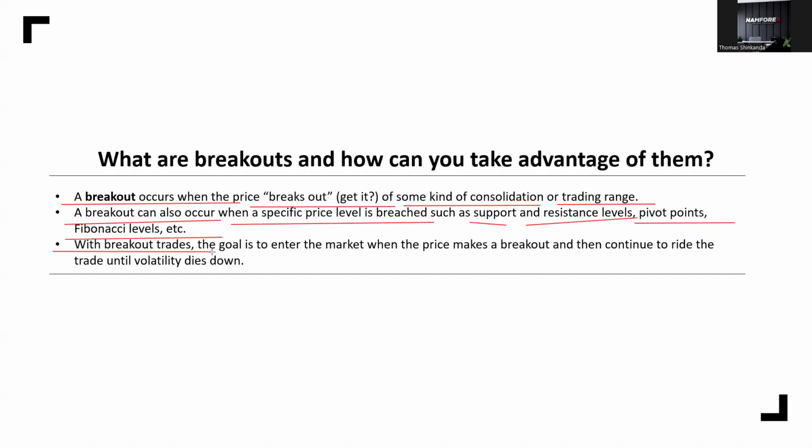With breakout trades, the goal is to enter the market when the price makes a breakout and then continue to ride the trade until volatility dies down. You want to jump on the trade immediately when the breakout occurs, then you ride it until it loses energy. When it loses energy, you jump out, you take your profit, you run and withdraw.